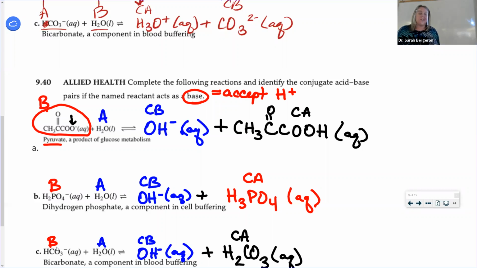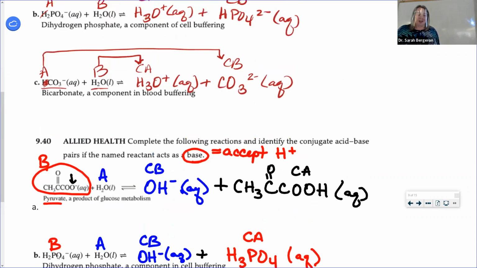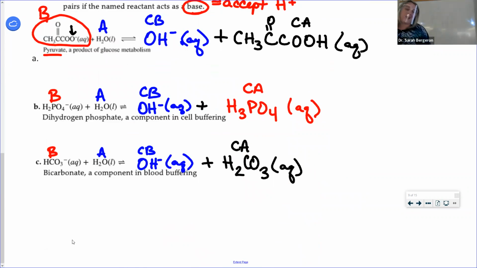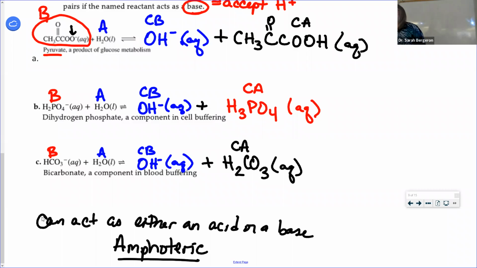Bicarbonate here is acting as a what? If I look here, dihydrogen phosphate is acting as a what? So there are some molecules that are really cool that can act as either an acid or a base. These are called amphoteric, A-M-P-H-O-T-E-R-I-C. They're amphoteric molecules.